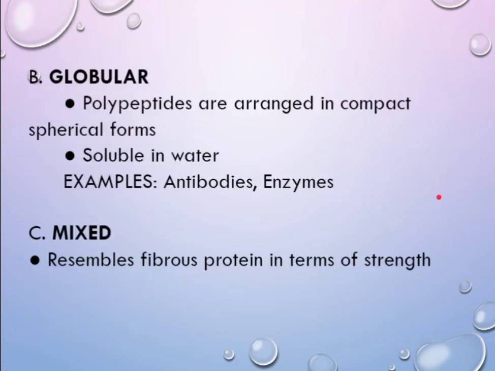And then you also have your globular protein. So ang globular naman, in its name, ang shape nito is spherical or parang pabilog. These are polypeptides arranged in compact spherical forms. That's why globular ang tawag sa kanya. These are soluble in water. And then good examples of globular proteins, we have your antibodies and your enzyme.